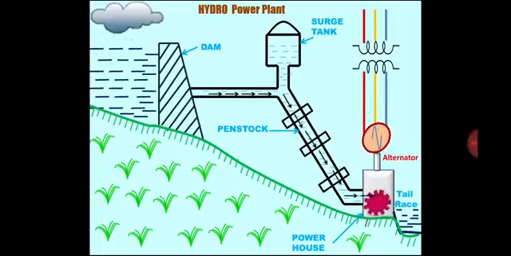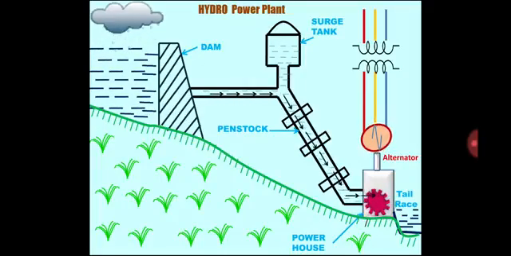Whenever surges occur, when the gate of the powerhouse gets closed, the water will come back in the penstock, and the penstock pressure can increase, and that's why the penstock may burst. So the surge tank will allow those surges into it, so the penstock can be saved. And if the gate is open, then the water from the surge tank again goes to the powerhouse. That is the main function of the surge tank.